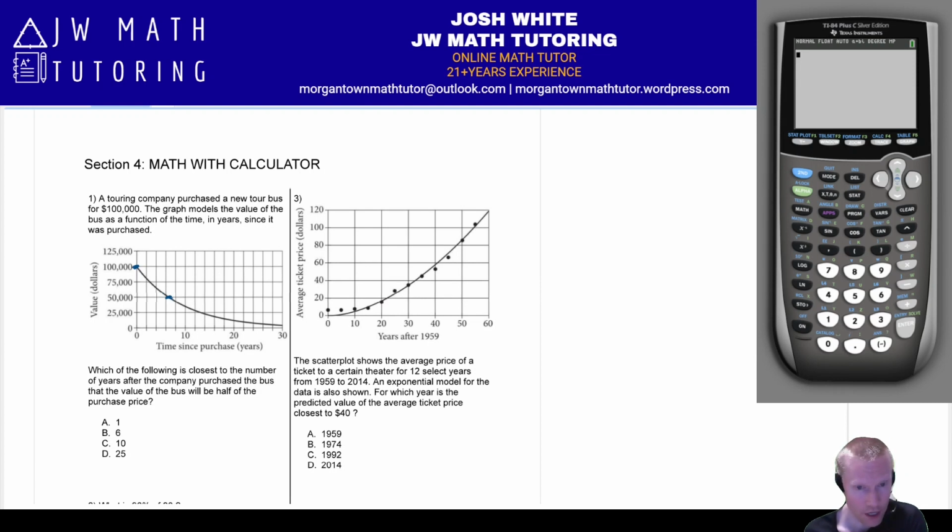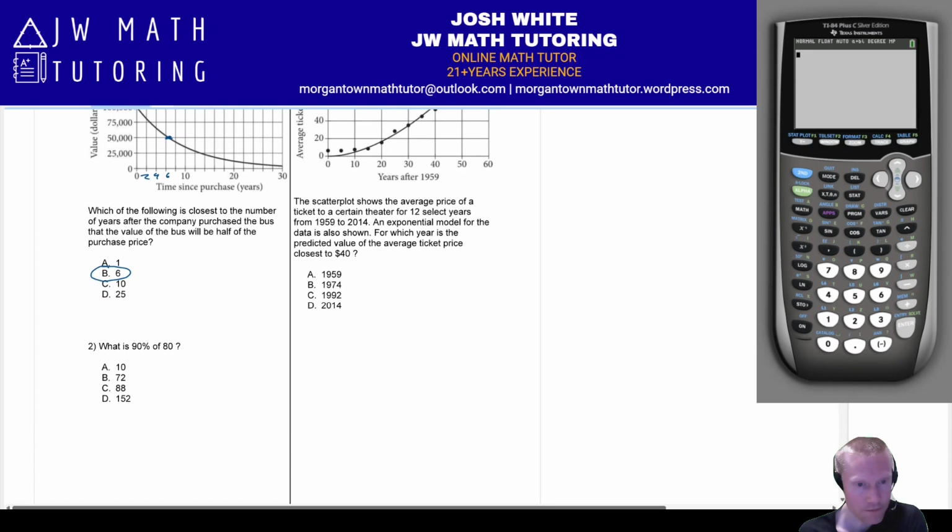Notice on this x-axis scale for time, each grid mark is 2 years, not 1 year. So this is 2, 4, 6. So it's basically around 6 years. It's a little bit past that, but that's the answer that's closest. So the correct answer is just letter B, and that's it. Basically just reading a graph.